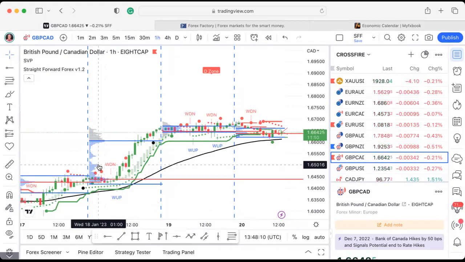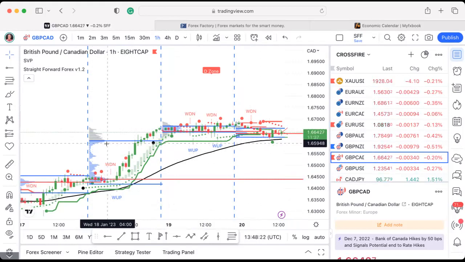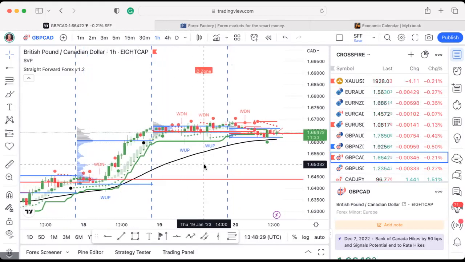And there's another peak there that corresponds with this imbalance. There's another peak there that corresponds with that imbalance. What I'm trying to explain is that people who invested lots of money at those points have got to come back to get that money.